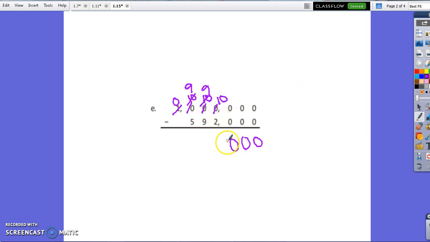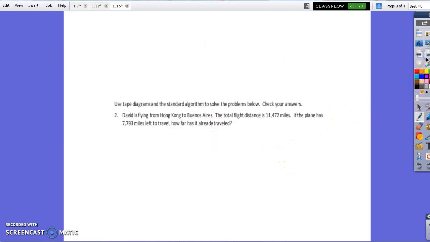Now we have our commas first because we just are going straight down. 10 minus 2 is 8. 9 minus 9 is 0. 9 minus 5 is 4. Pretty self-explanatory. Again, you could go back in and add and double check that to make sure it is correct. And on this last part, I'm going to show you one tape diagram to solve the problem, and then we will check our answers to make sure it's correct because that's what the instructions say to do.